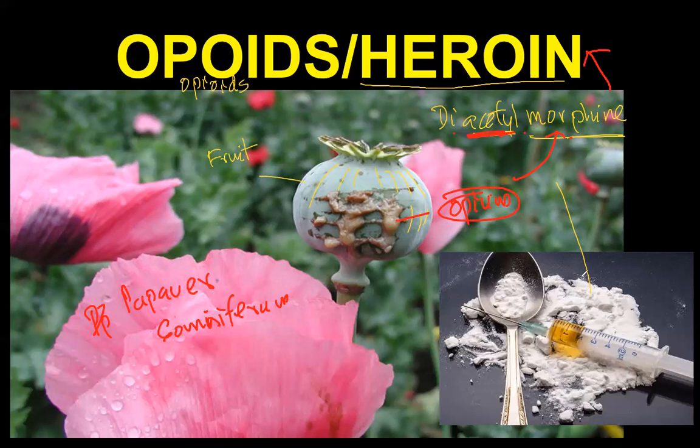Okay. How do they take it? By snorting, they take the powder and snort it, using the nose, they sniff it into the lungs, snorting. Or they dissolve it in water and inject it into the body. Okay. These are two ways in which they take the drug in.